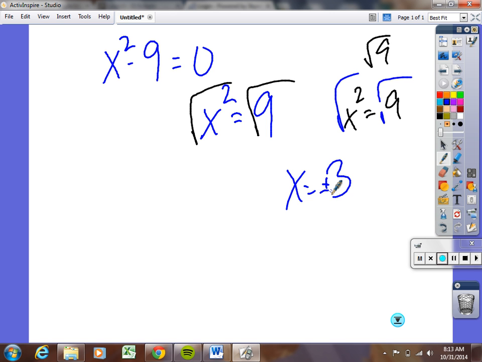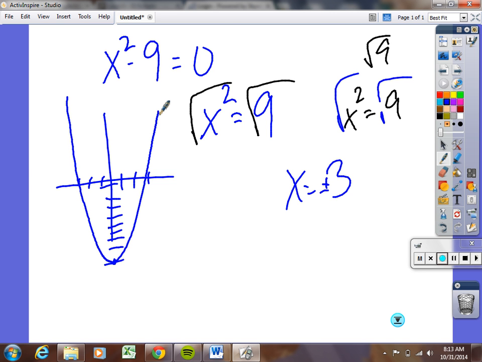If you think about it, this graph looks like this. 1, 2, 3, 4, 5, 6, 7, 8, 9. Our vertex is at 0, 9, and notice, therefore, if it crosses at 3, 0, it has to cross at negative 3, 0 as well, doesn't it? For the fact of the matter that it's symmetrical, correct? And that's a reason why this could also work. So just remember, anytime I take a square root, it needs to be plus or minus of that number.